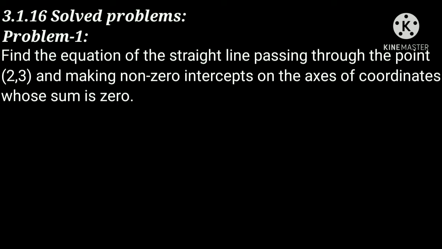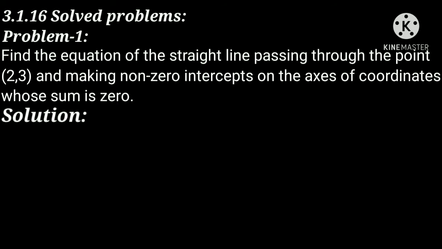In this problem, we have to find the equation of the straight line. For that, it is given that the sum of the non-zero intercepts is 0 and the required line is passing through the point (2, 3). Now, we will find out the problem solution.